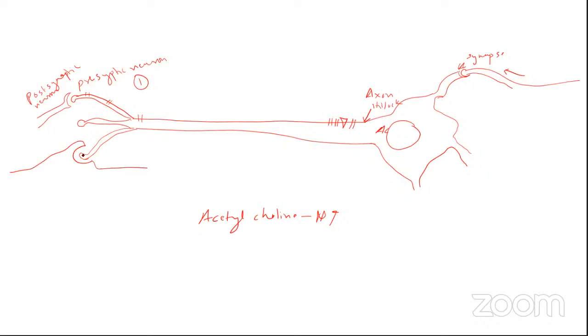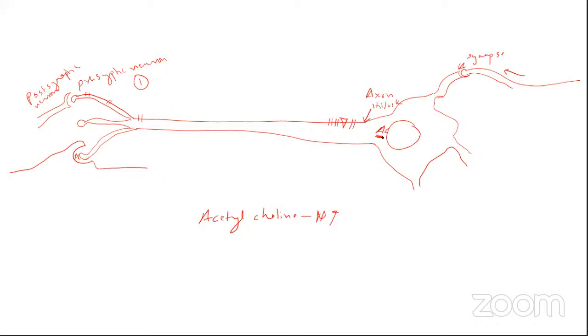Wherein these axon terminals are actually getting embedded. So acetylcholine will be released here in this space, right? Yes, sir. Right. So now first question. We'll come back to the question that I was asking.